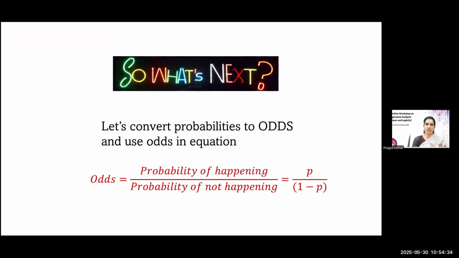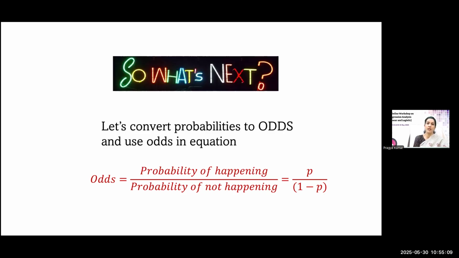Odds is like, in the numerator we take the probability of happening, and in the denominator we take the probability of not happening. How do we calculate not happening? 1 minus p is not happening, because the total value of probability is 1. So the formula of odds is p by 1 minus p. Using this formula, we can convert our probability into odds so that we will not have a ceiling effect.